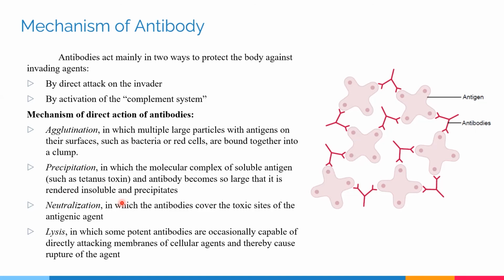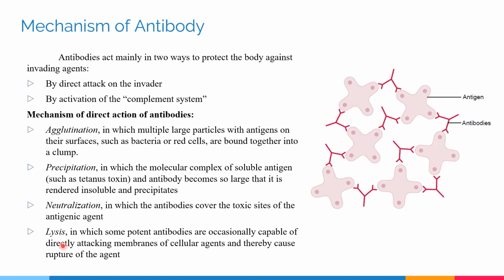on the organism. Next is neutralization, in which antibodies cover toxic sites in the antigenic agent. So if an antigenic agent, such as say a protein, has an active site via which it acts, the antibodies can be specific to the active site itself. And when the antibody binds to the active site, the foreign particle cannot bind to its normal target and produce any ill effects, and thus the foreign particle is neutralized.